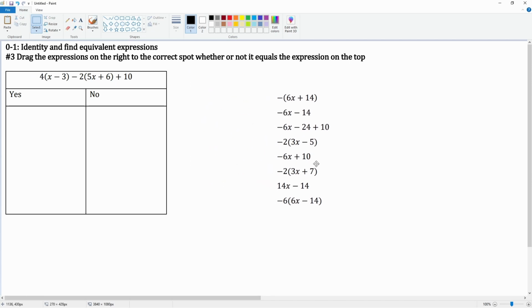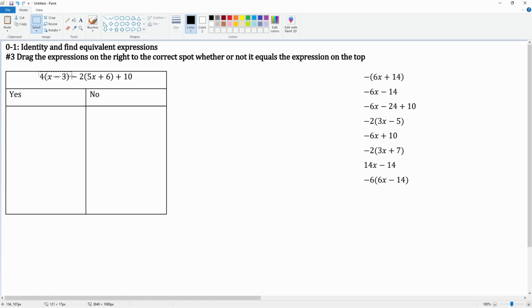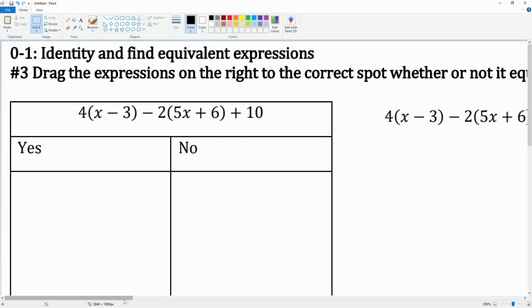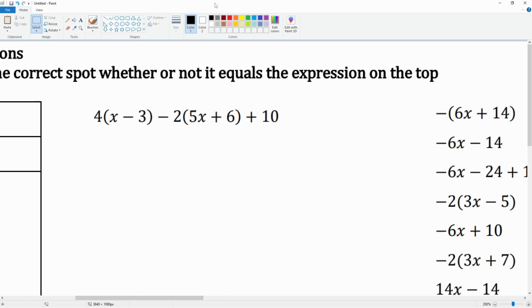So what we're going to do is algebraically simplify this first. We have the 4, and we're going to distribute that to the x, giving us 4x. Then we distribute the 4 to the -3, that gets us a -12. Then we have a -2 times 5x, that gets us a -10x. -2 times 6, which is -12. Nothing happens to that plus 10, so we bring it down.